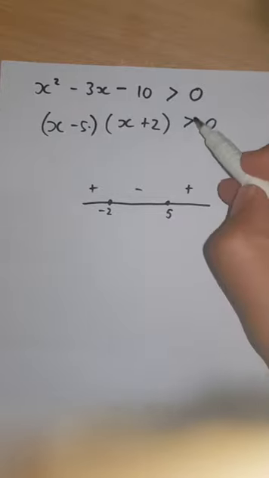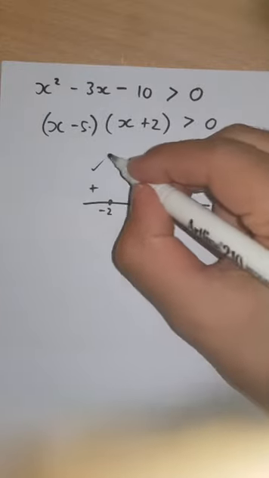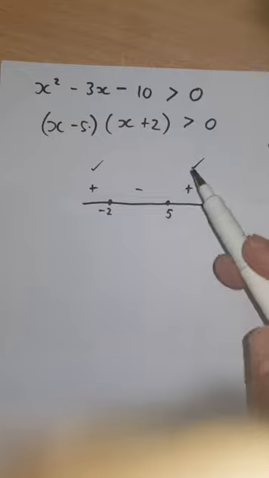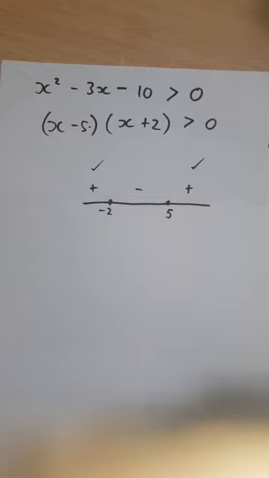And we have a greater than sign, so we'll look at this section and this side, because they're positive when it's greater than 0.